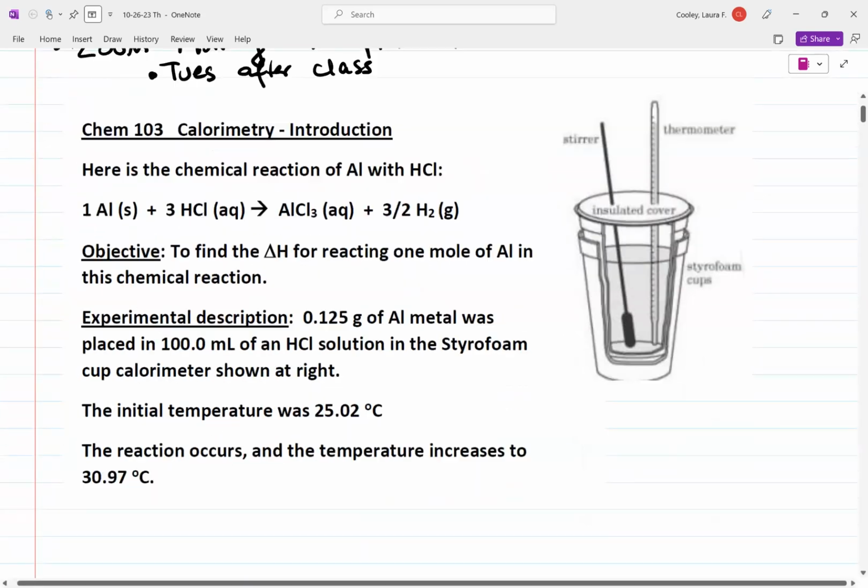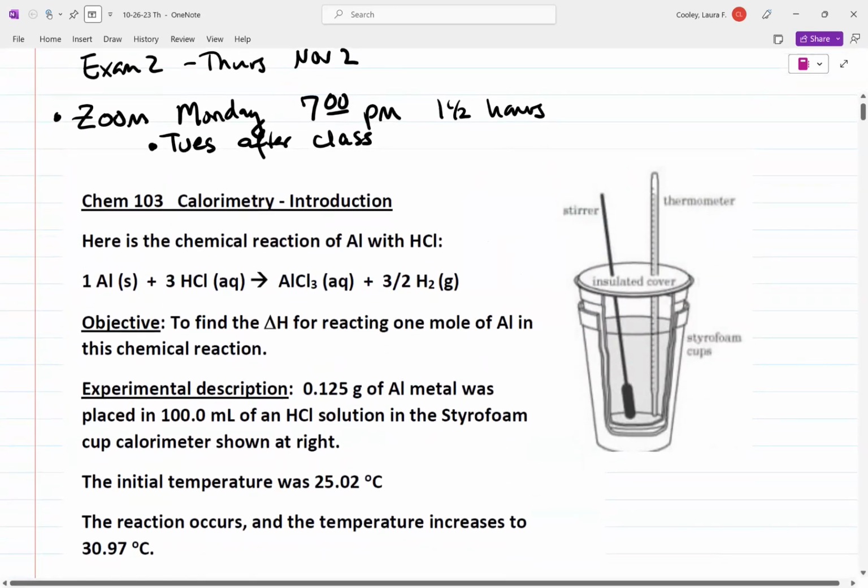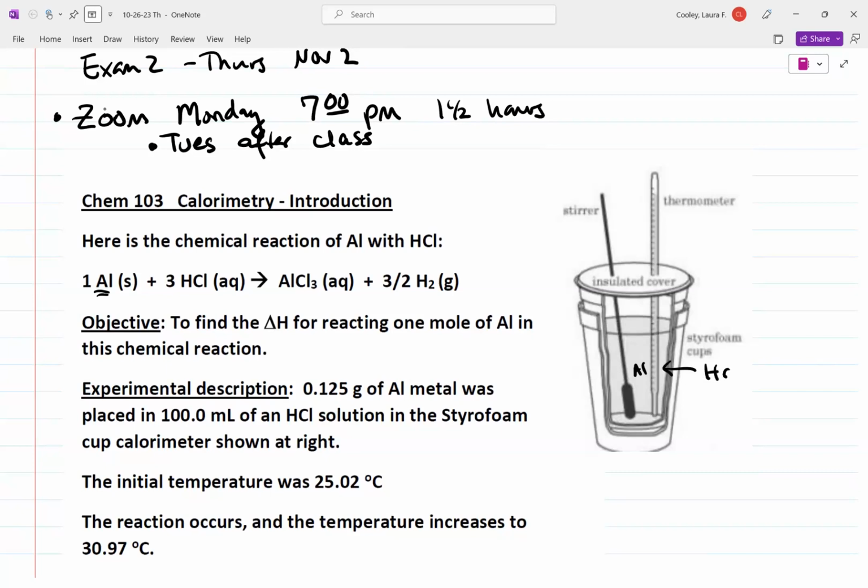Okay, I need to get started here. All right, so I talked about calorimetry a little bit last time. And this is the apparatus that we use, doing it on a low budget. And this reaction is all about putting a piece of aluminum into this flask that has hydrochloric acid in it. And this reaction happens as written here.